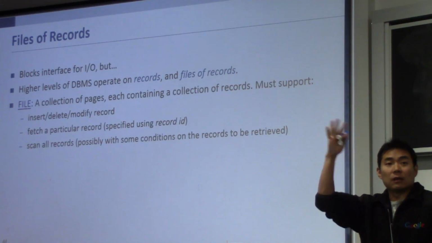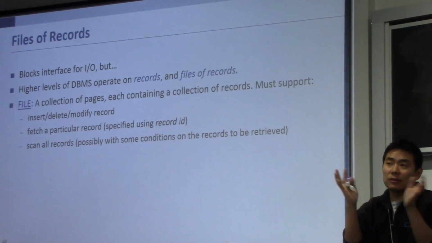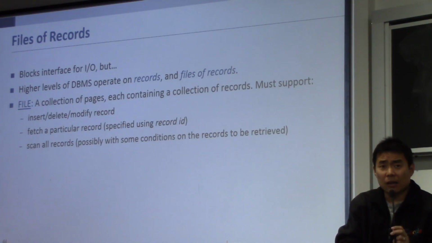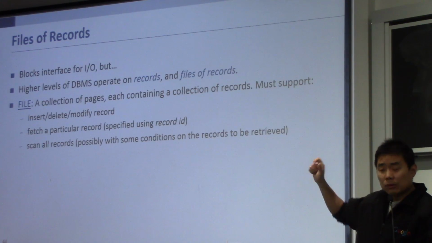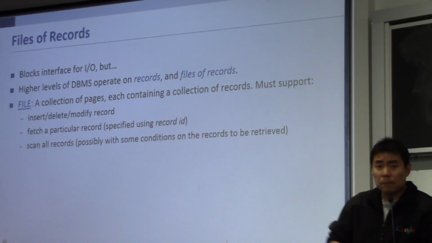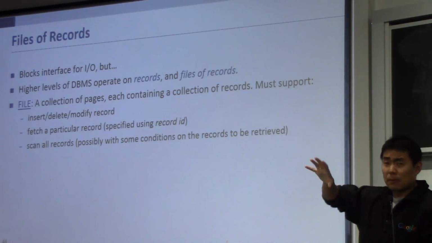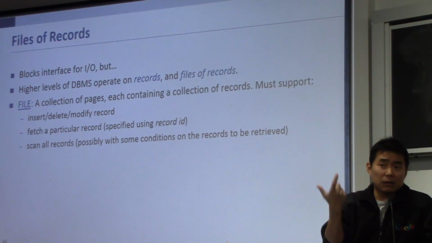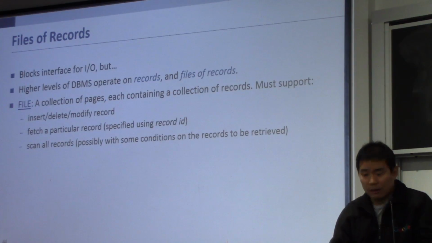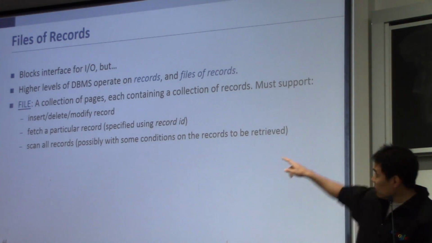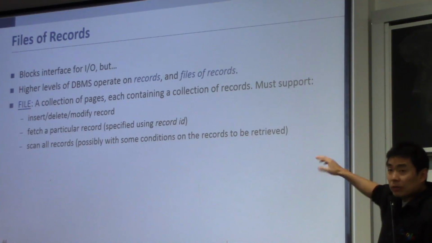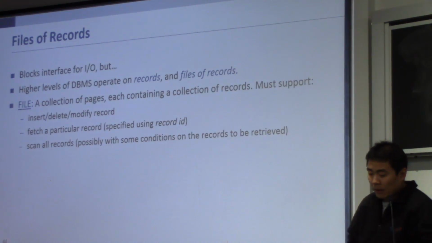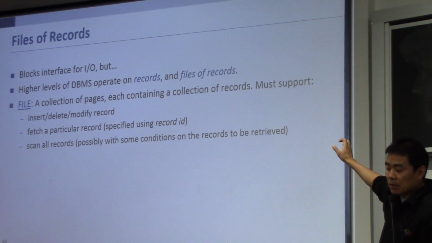But how does the database management system organize a table? A table has a large number of records. How does the DBMS organize those records? Conceptually, you have what we call files of records. Essentially, every single table in your database management system is a file on disk. And a file is a collection of pages. Here, each page is a single disk block, and each page contains a collection of records.